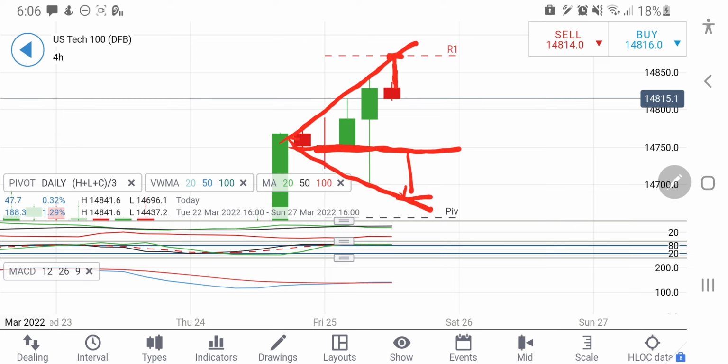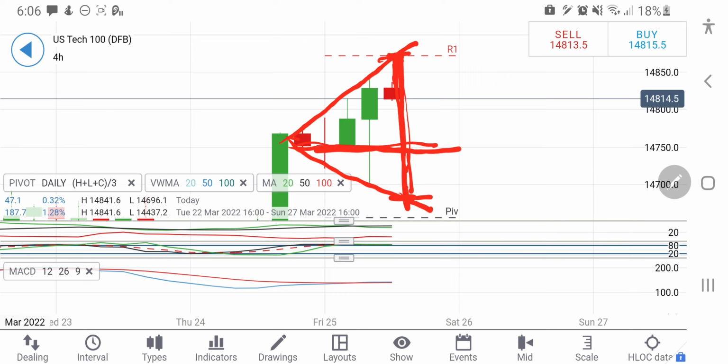How low can it go? 14,680 could be the support here. So it can try to sink between this zone, 14,680 to 14,880. Either way, if you see it at around 14,680 first, you can try to take a long entry and then you can expect it to hit 14,880. Or on the other hand, if you see it at 14,880, you can try to initiate.